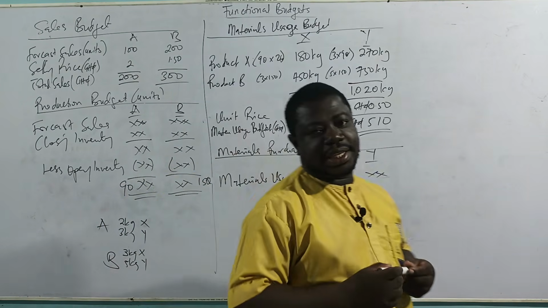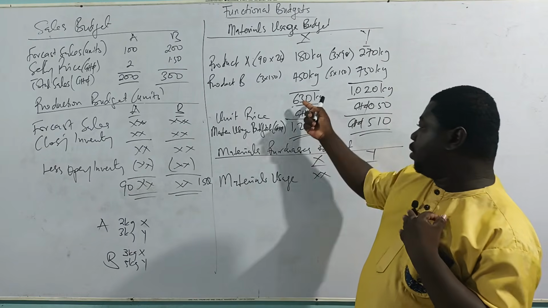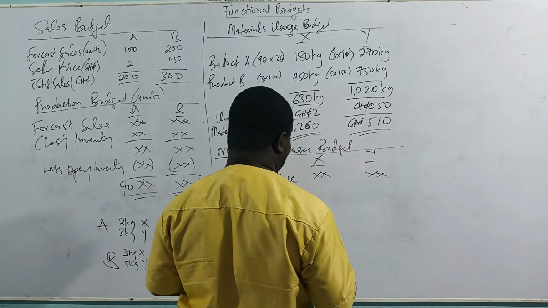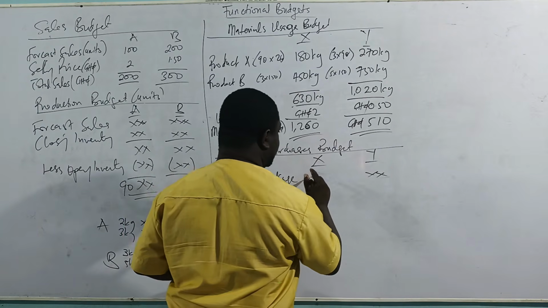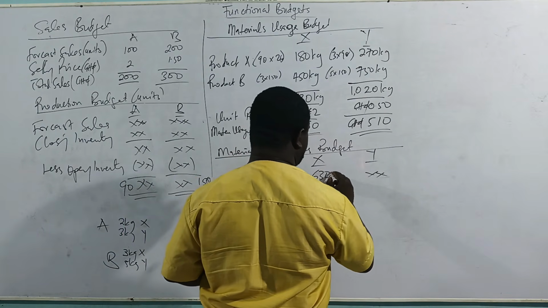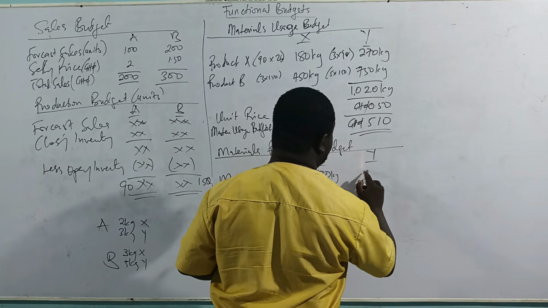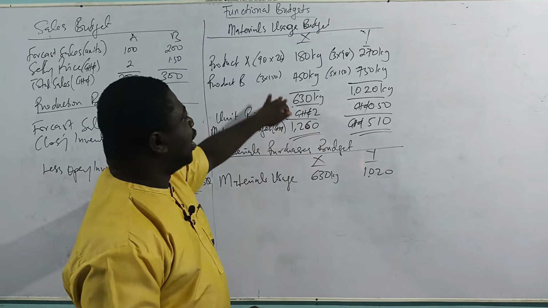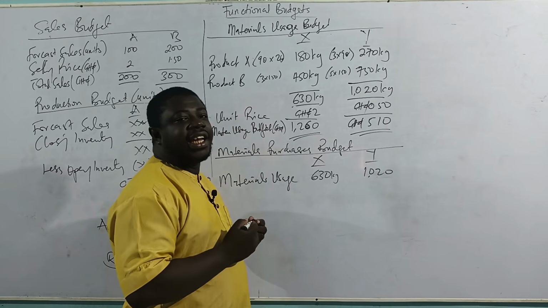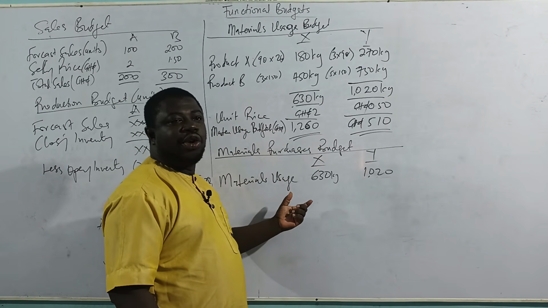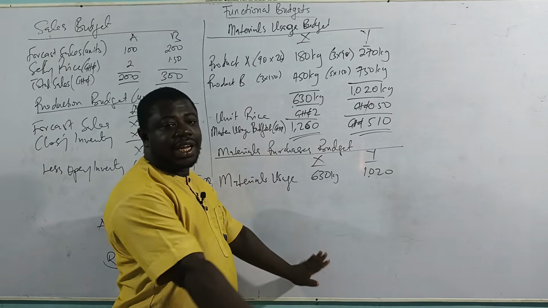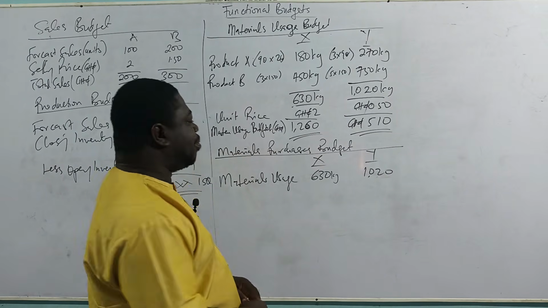I'm using the XXX, okay? But here you can bring the 630 and the 1020. So it's the same thing. So 630 kg and then 1020 kg. So you begin with the materials usage. Then you add any closing inventory that you expect, and then you subtract any opening inventory. That is all. It's very easy, just like the production budget.